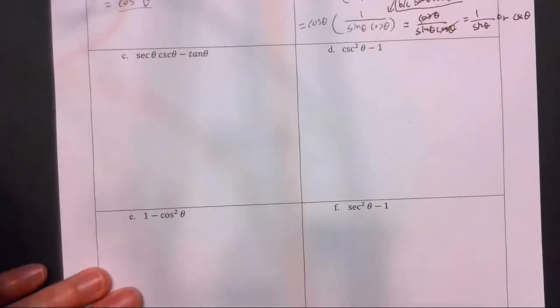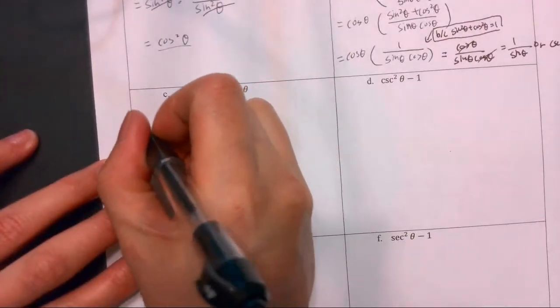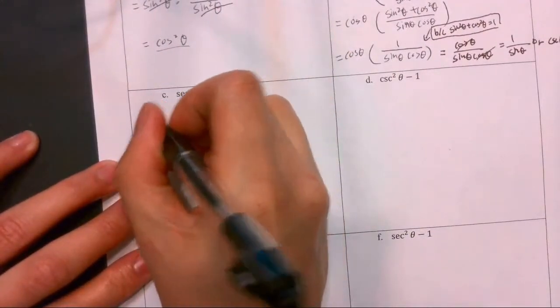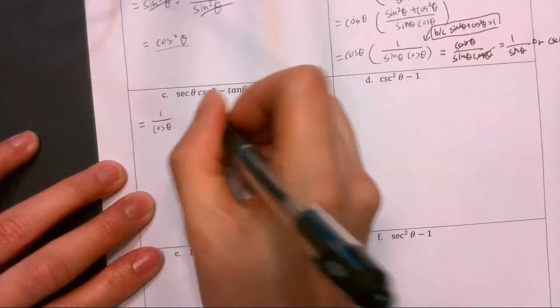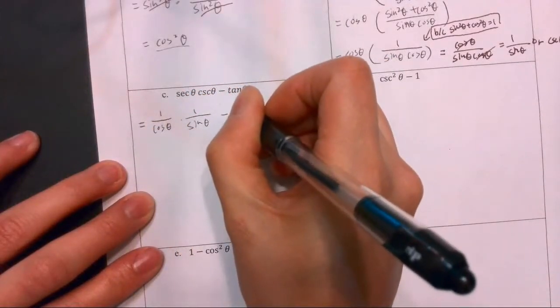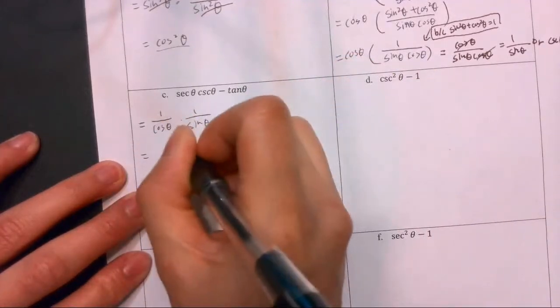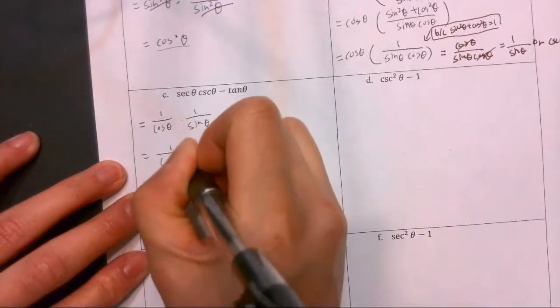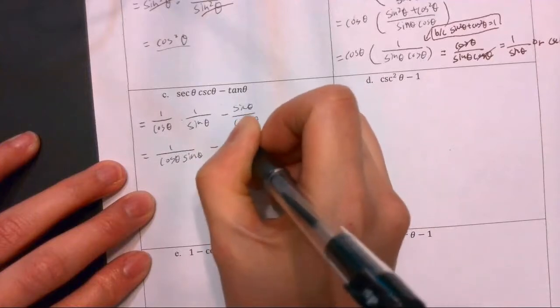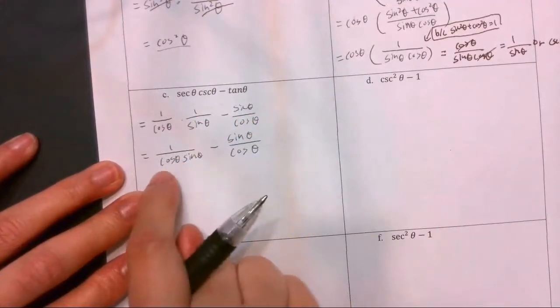Letter C. I don't see any square, so I can't use an identity. Let's rewrite everything in terms of sine and cosine. Secant is what? 1 over cosine theta. Cosecant is 1 over sine theta. Tangent is what? Sine theta over cosine theta. So I get 1 over cosine theta sine theta minus sine theta over cosine theta. Okay, I'll just multiply those denominators together.